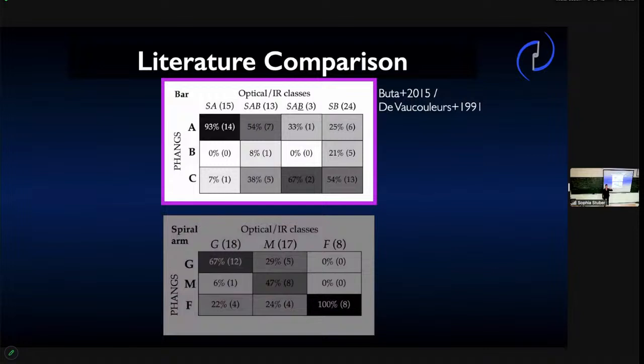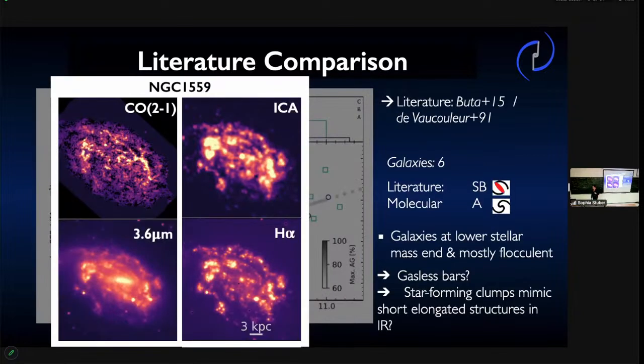And the other galaxies are similar. Some are more ambiguous, some less. But in all these cases, it is not really sure what's going on. It could be that maybe it's a gasless bar. Maybe it's a bar where there's just no gas accumulating on it. Maybe there's stuff that mimics elongated structures, so there is no actual bar. We cannot say for sure.